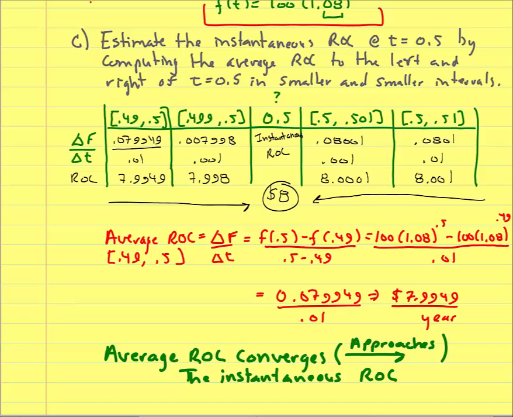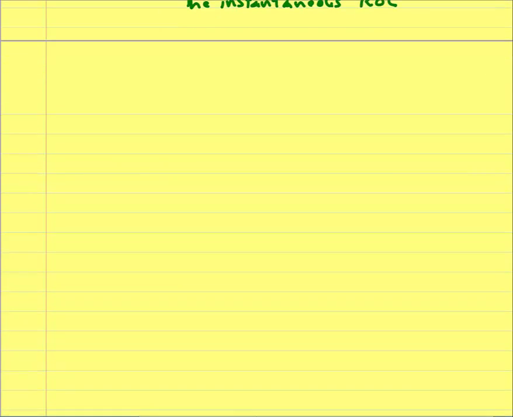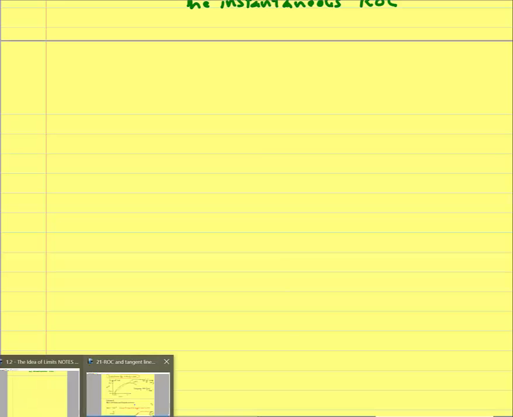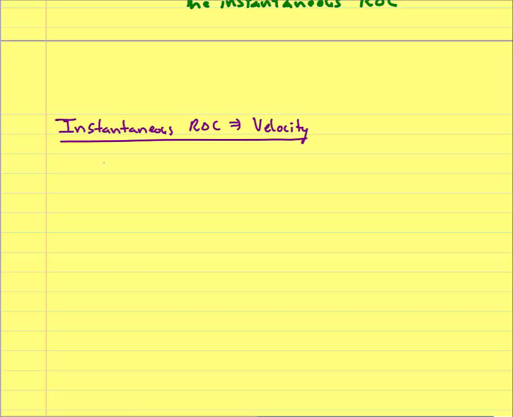Now let's go ahead and take this idea a little bit further and let's look at this graphically. When we talk about this graphically, we're not going to put a particular function to this yet. We're just going to talk about it in general. So let's look at an instantaneous rate of change and then how it relates back to velocity as well. So again, instantaneous rate of change gets us back to that idea of velocity. So let's go ahead and look at this graphically.